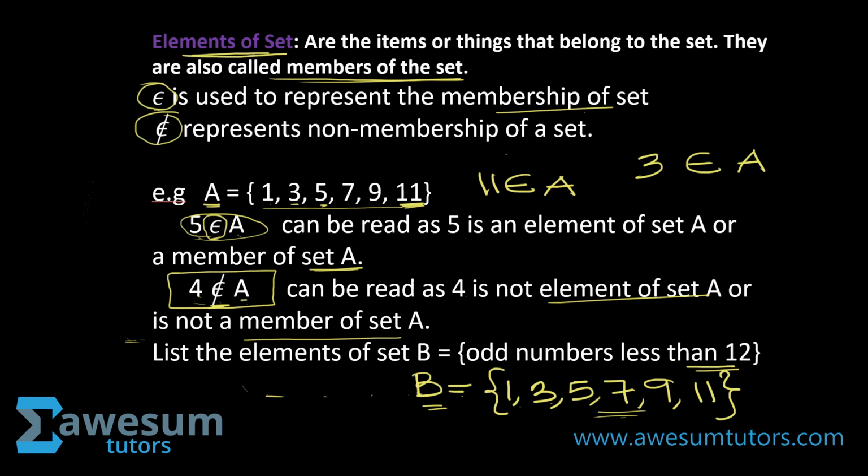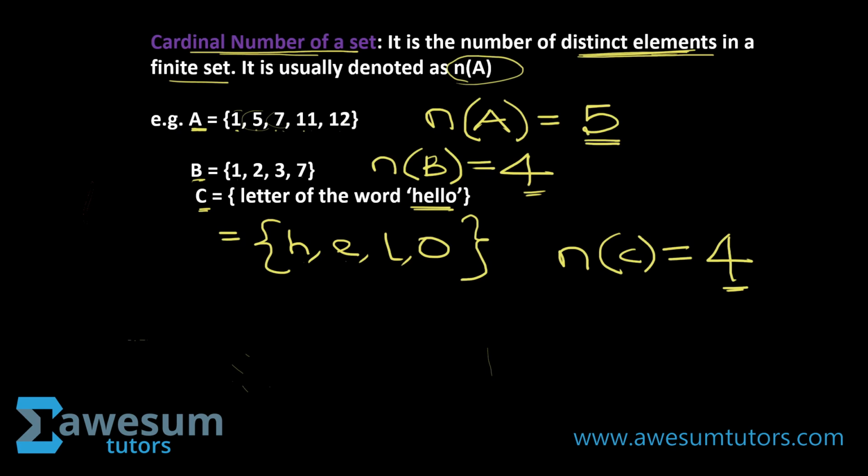And then we went further to talk about the cardinal number of a set, which we said is the number of distinct elements in a finite set. And we looked at these examples.